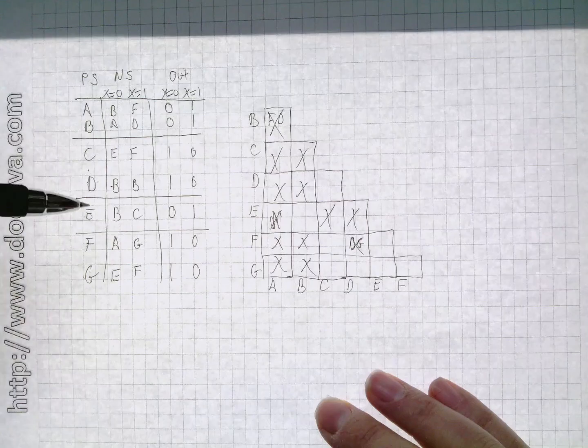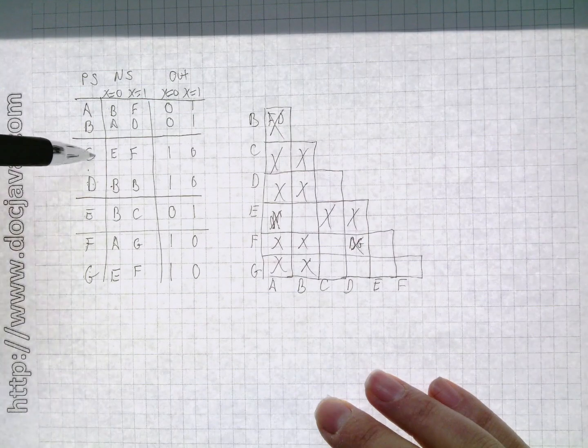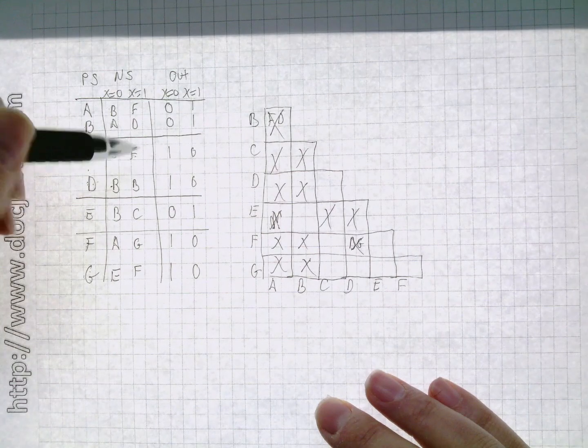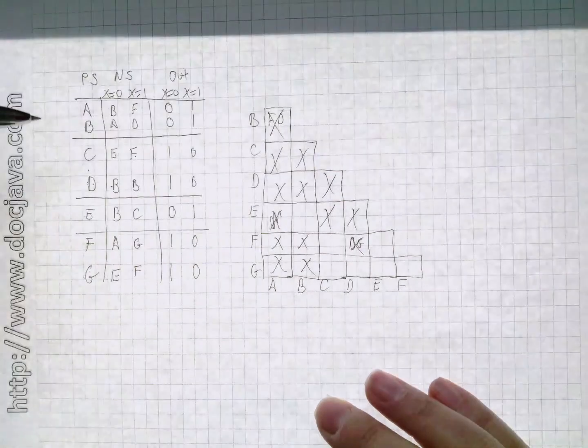Let's take a look at some of these other ones. How about D and C? So we go to DC, we see it's BE and also BF. Well, BF has got an X, so that's good. We can take it right out.